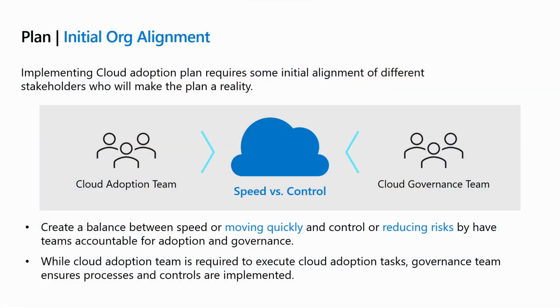So you need to have this balance between the teams. We would call these two teams cloud adoption and cloud governance. Both teams have to come into a mutual agreement as to what form of speed you want, and what form of control you want, right? These teams are going to have, in the beginning of this journey to cloud, some sort of friction.